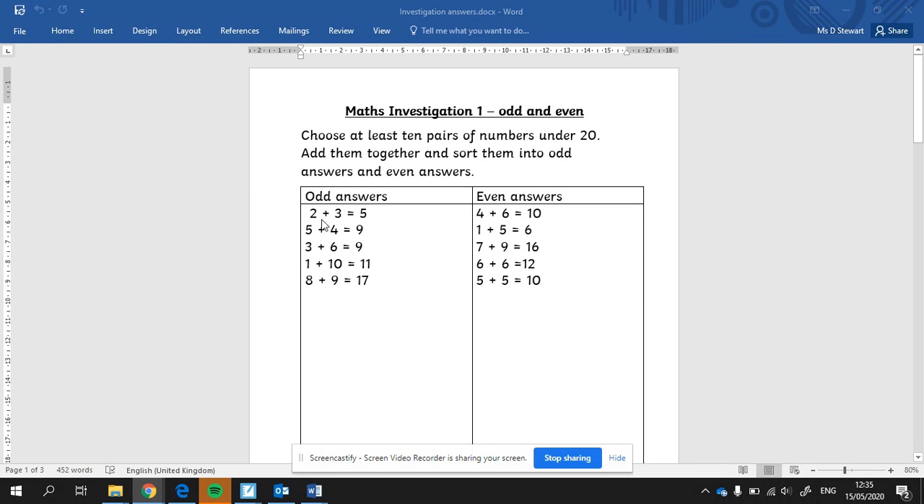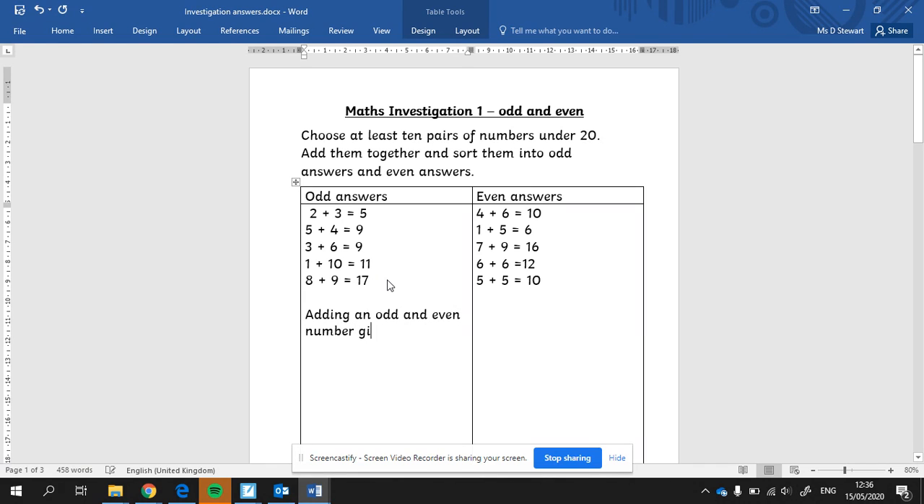So here I've got an even and an odd number. An even and an odd number. For all of these, I've got an even and an odd number. 8's even, 9's odd, 1 is odd, 10 is even. For even answers, I can have a pair of even numbers, but here I've got 2 odd numbers. So I'm going to try and make a rule of what I've noticed here. So adding an odd and even number gives an odd answer.